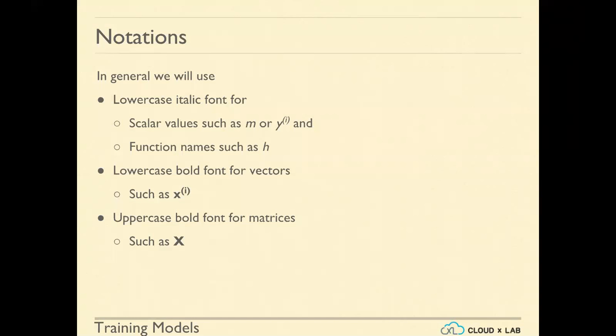Lowercase bold will be used for vectors. This is a list of values. Xi is the ith data point, ith record, or ith set of values. So this is a list of values, a list of scalars, and that's why we are going to use bold. Yeah, this is the ith row.